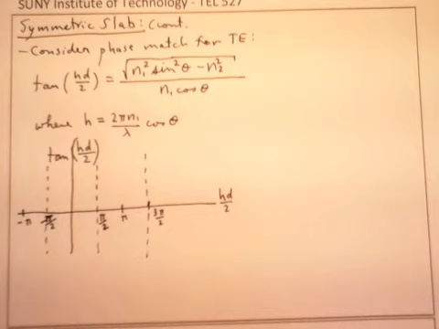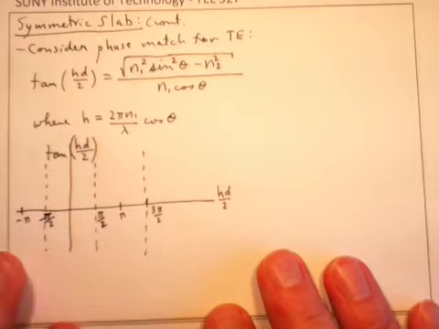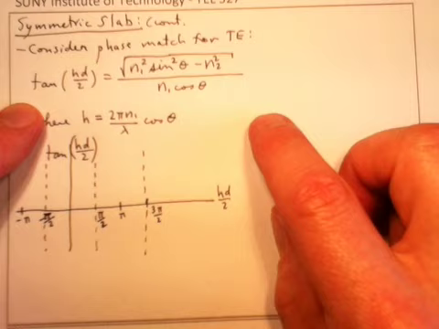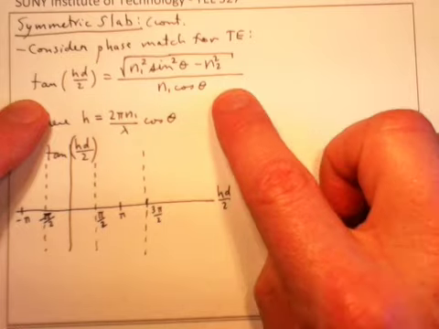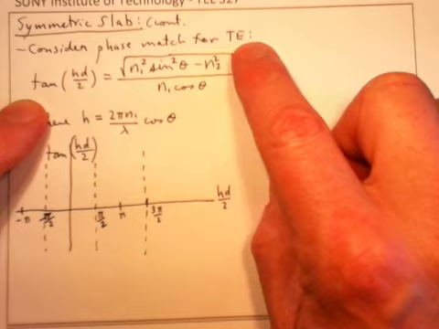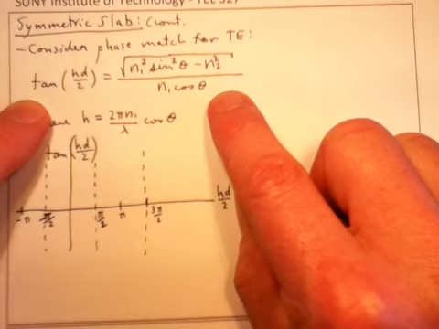Okay, continuing with our discussion of the symmetric slab. In the last slide, I wrote down the phase matching condition for both TE and TM waves. Right now I'm going to focus on just the TE condition. So this is the phase matching condition for TE waves.